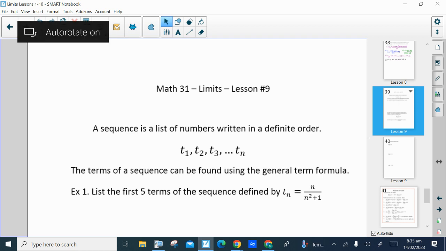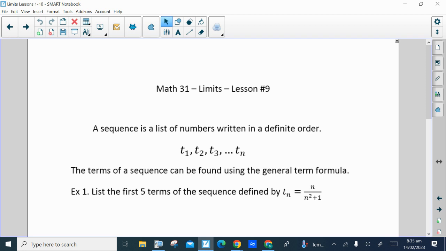Okay, so a sequence is a list of numbers written in a definite order. Back in 20-1, you guys learned about sequences and series. The terms of a sequence can be found by using the general term formula. And so again, this is something that you did learn in 20-1.